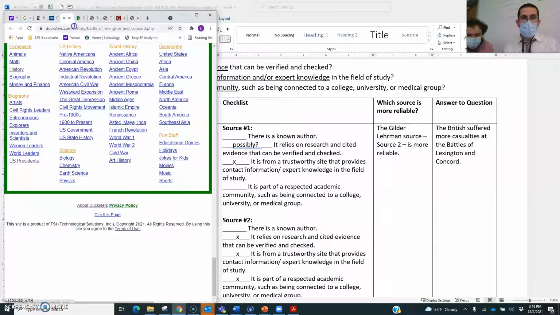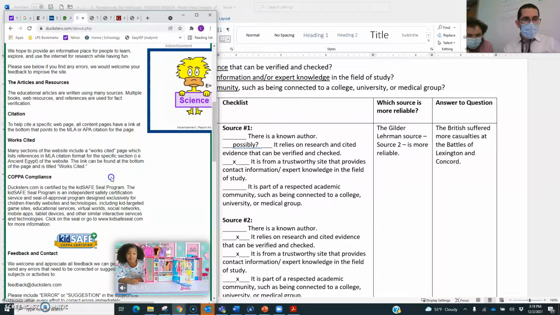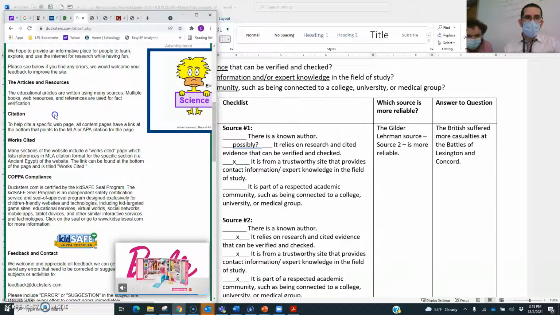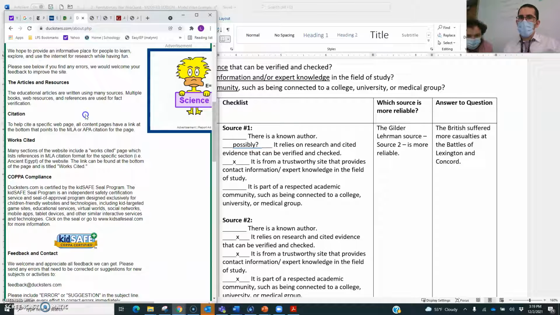So if I click on the About page, I do see that they mention that they get their information from educational articles that are written with many sources, and they use multiple books, web resources, and references for fact verification. So that's why I put possibly down. Possibly, maybe. I'm just going to have to believe them, I guess. Take their word for it, which isn't always the best strategy.